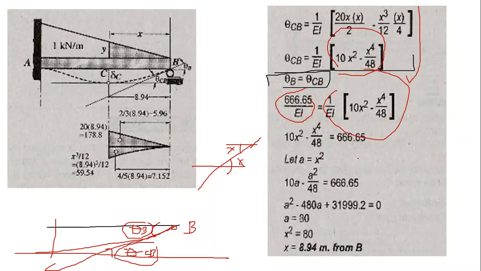And from further calculation, pwede nyo naman gamitin yung calculator. You can assume A is equal to X squared. A quadratic equation, you can get the value of A. And since we assume that A is equal to X squared, we can compute the value of X squared. In other words, X is equal to 8.94. Pagka na-compute na natin yung 8.94, madali na natin ma-compute yung deflection. Okay? Madali natin ma-compute yung deflection.